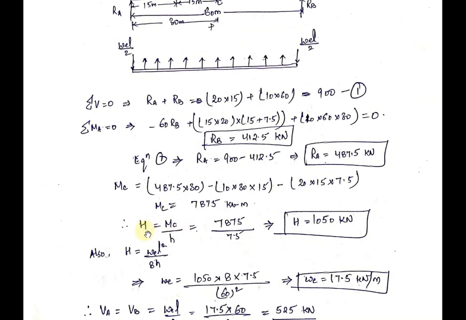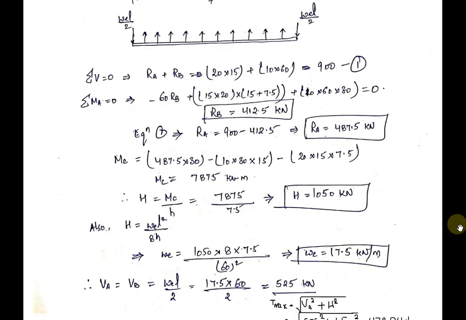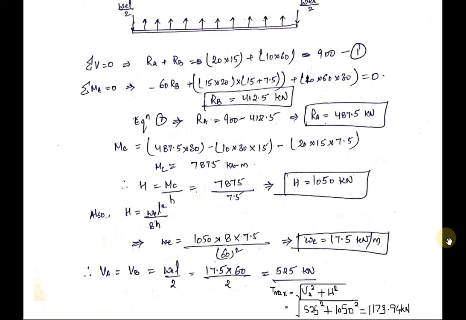Now we know that horizontal thrust is MC upon small h. Put the values, we will get the value of the horizontal thrust as 1050 kilonewtons. Also, we know that the value of the horizontal thrust is equal to WE L² by 8h. So after putting all the values, I will get the value of WE, which will come out to be 17.5 kilonewton per meter. Now we know the value of WE, so therefore VA and VB can be calculated as WEL by 2. Therefore Tmax can be calculated as under root VA square plus H square. After putting the values, the value of Tmax will come out to be 1173.94 kilonewtons.